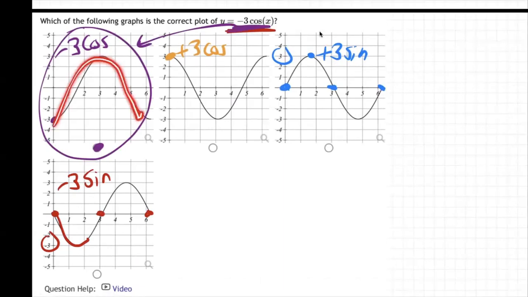So here's our answer, the -3 cosine, because again, it's a U turned upside down. Cosine is always a U up or down, whereas sine is always middle, middle, middle. So this is a cosine upside down. It's a negative cosine. So there we go.